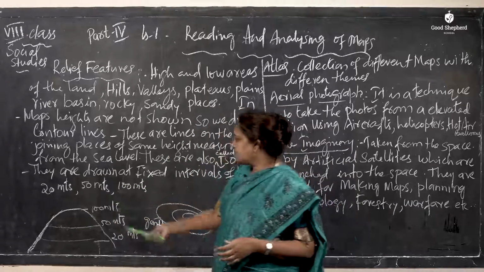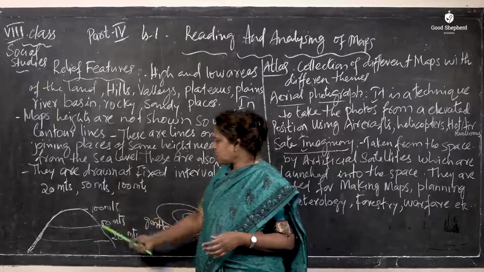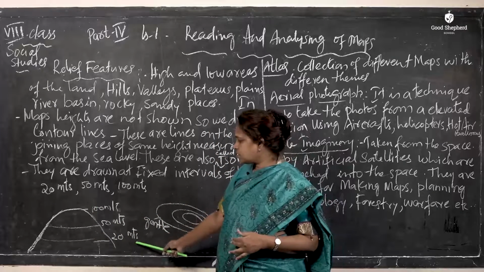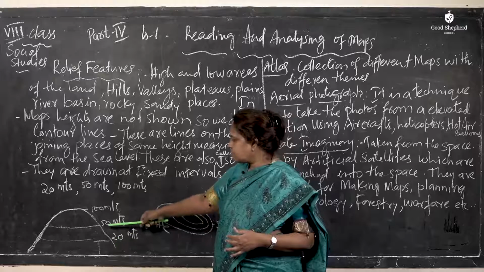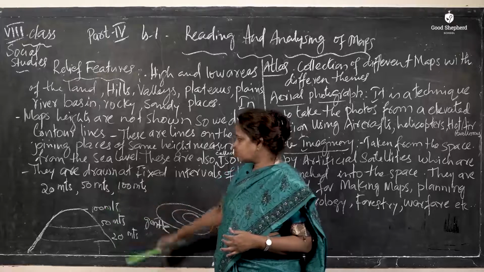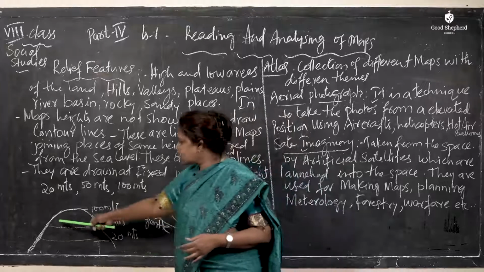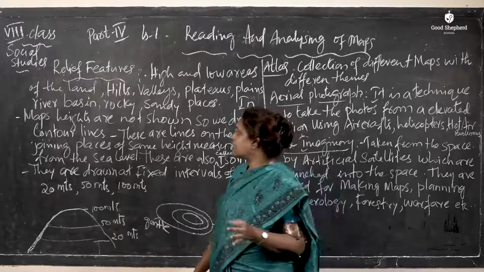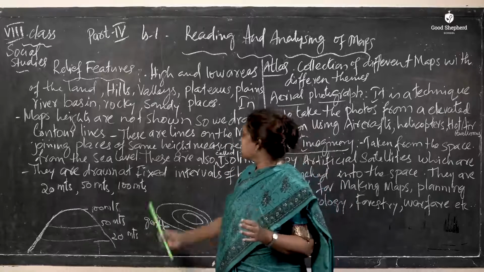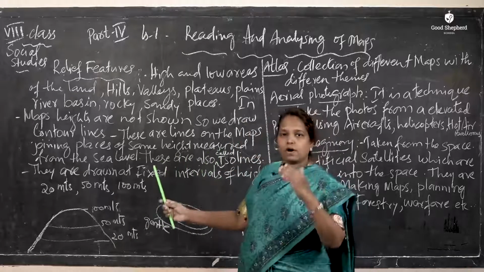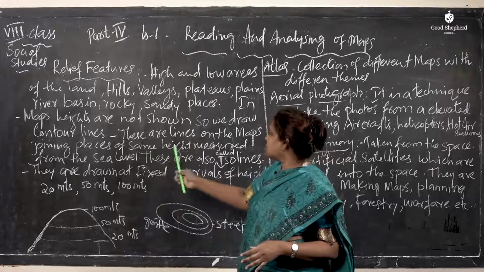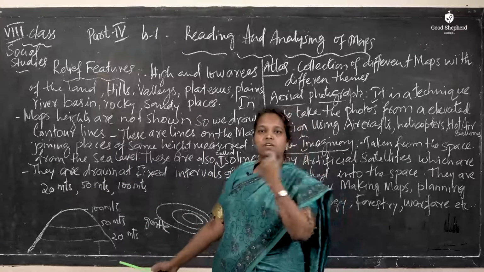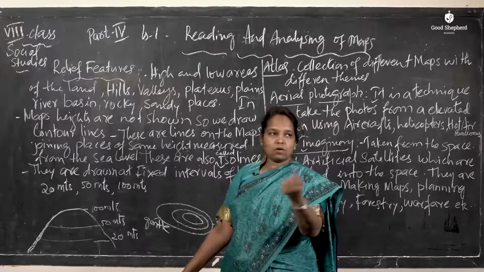Now I have drawn here a small hill. The hills are measured at intervals, like 20 meters difference, then 50 meters difference, then 100 meters difference. The lines you see are called contour lines. What are contour lines? Contour lines are the lines which join the places of the same height measured from the sea level.